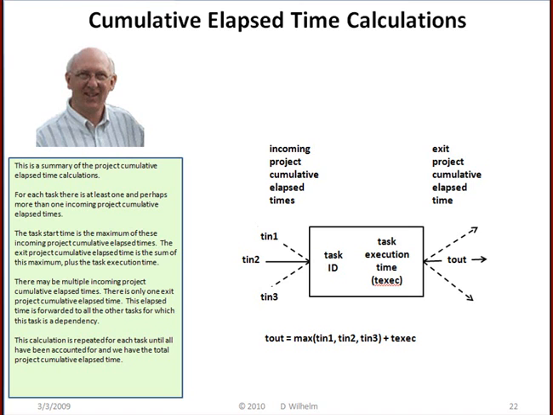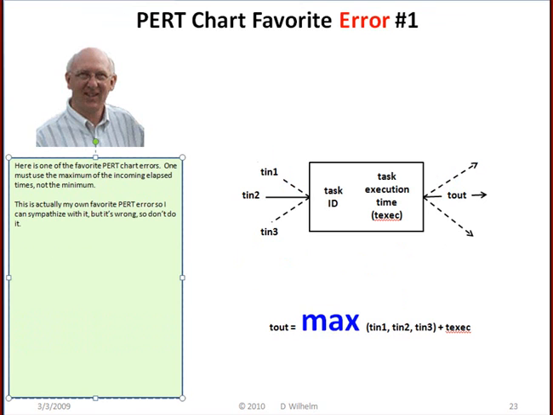This calculation is repeated for each task until all have been accounted for and we have the total project cumulative elapsed time. Here is one of the favorite PERT chart errors. One must use the maximum of the incoming elapsed times, not the minimum. This is actually my own favorite PERT error, so I can sympathize with it, but it's wrong, so don't do it.